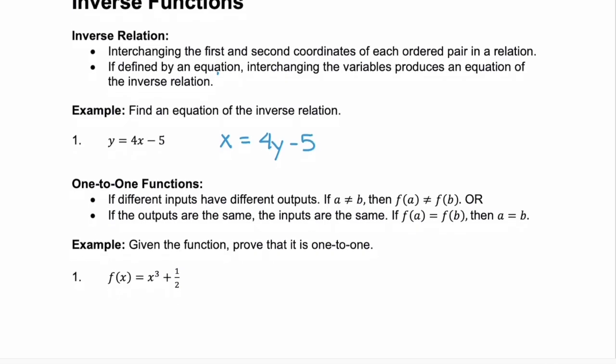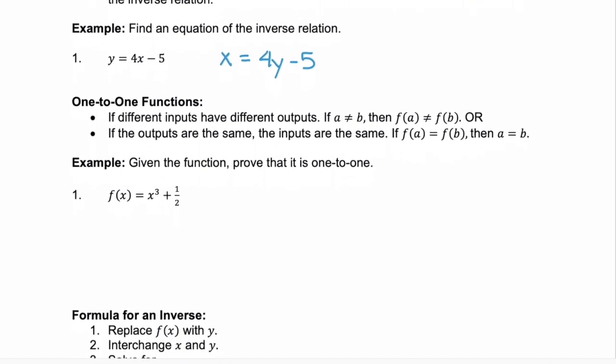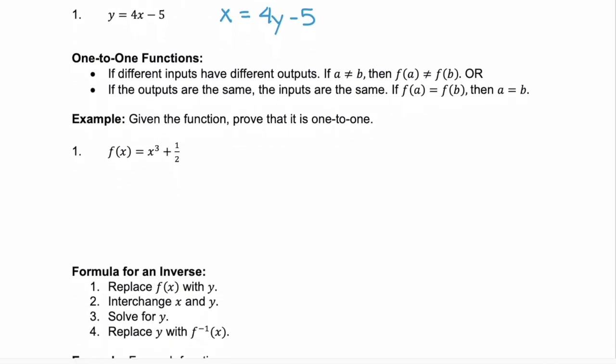Now at the same time, we need to talk about one-to-one functions. A function is one-to-one if different inputs have different outputs, or if a doesn't equal b, then f of a doesn't equal f of b. Or if the outputs are the same, the inputs are the same. So if f of a equals f of b, then a equals b. We're going to use the second one to check if the given function in this example is one-to-one.